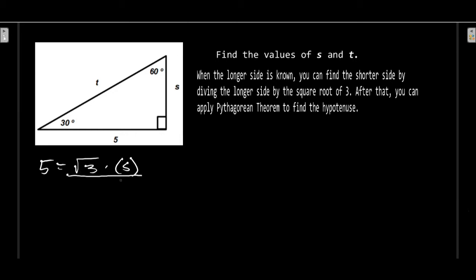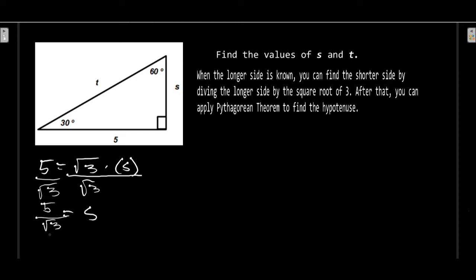kailangan divide natin siya both side ng square root of 3. Gaya nung sinasabi nung instruction natin doon. Square root of 3. Bakit? Kasi, nang matira dito sa left side natin yung s. So, dito, meron na tayong 5 over square root of 3. So, meaning, ito na yung ating value ng s.